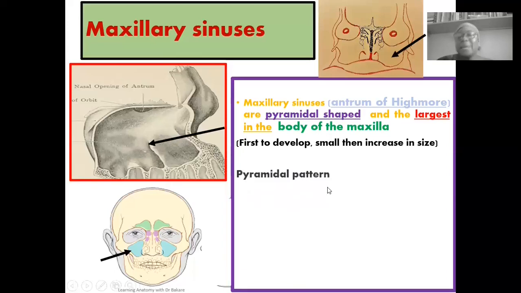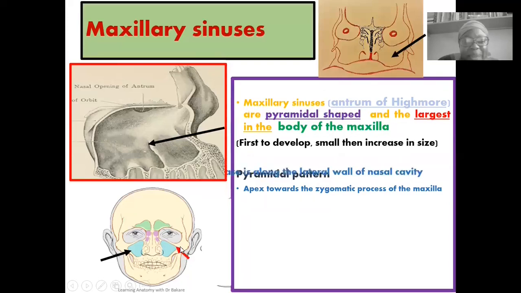The pyramidal pattern means it will have an apex. The apex of the maxillary sinus is directed towards the zygomatic process of the maxilla. This is where we have the maxilla, and you see the zygomatic process, which is the process of the maxilla that is directed or connected to the zygomatic bone, around this region. So you have the maxillary bone having a connection with the zygomatic bone through the zygomatic process. And this is where the apex of the maxillary sinus is directed towards.